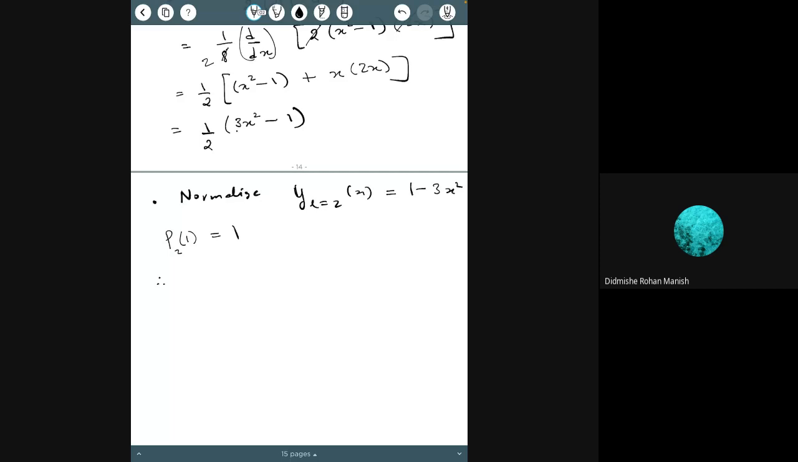Okay, so therefore we need to multiply. So my y for 1 is equal to 1 minus 3, that's minus 2. So I need to multiply with minus half. So that is minus half means I can say half 3x squared minus 1. Okay. So then this and this are the same once I normalize it.